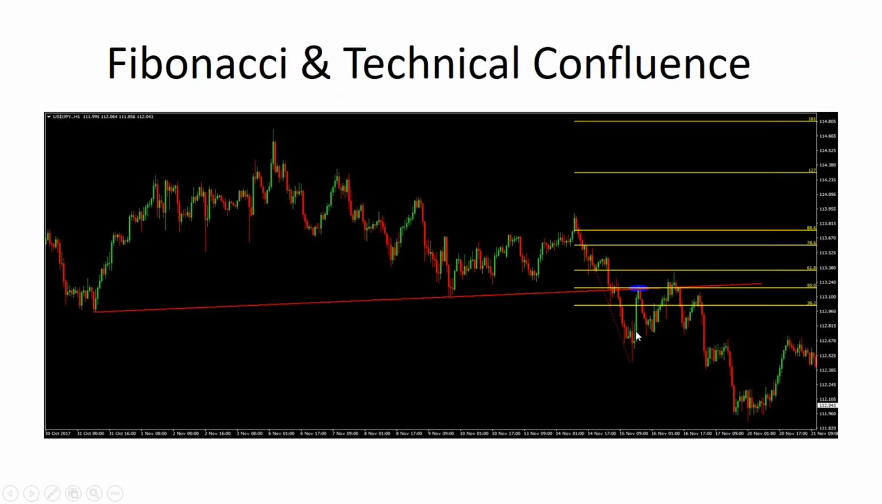And as we start to retrace higher, what we can do is draw in our Fibonacci retracement from this high down to this low. And then again, you can see that that 50% retracement level, which is one of the key Fibonacci levels to monitor, lines up basically perfectly with the underside of that broken bullish trend line.